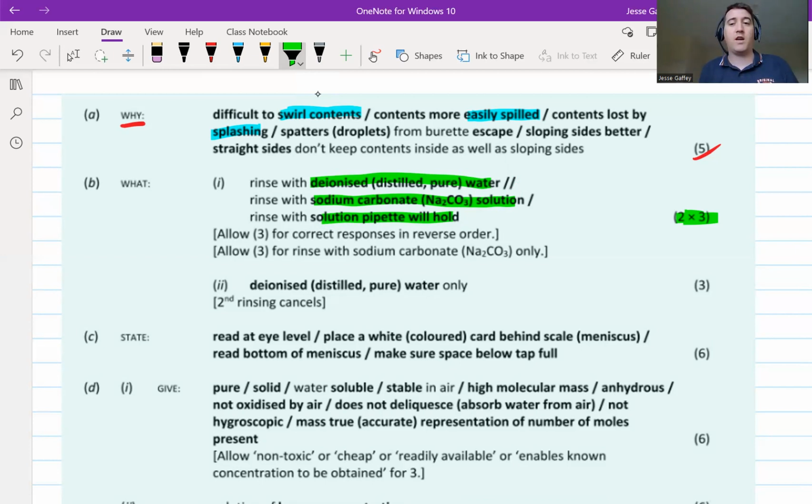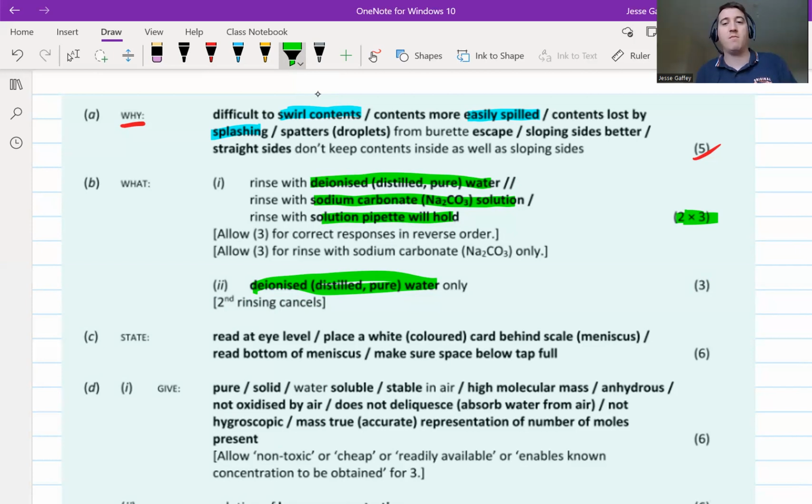Next thing is for the conical flask: rinse with deionized water only. Look here, it says if you use a second rinse, and if you said rinse with the solution it's going to contain, you lost the 3 marks. So it's very important. The conical flask is only deionized water. If we rinse with the solution it's going to contain, we put extra moles in there because there'll be a few drops left over.